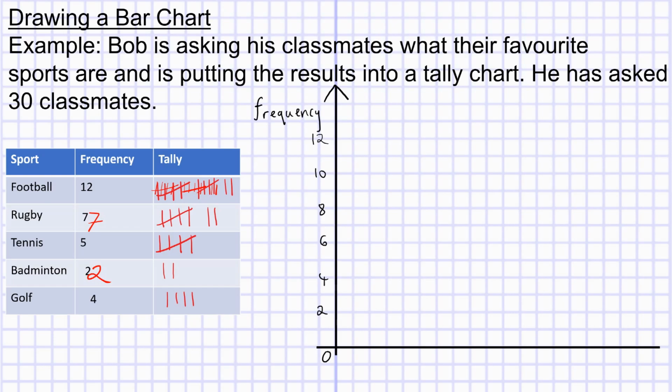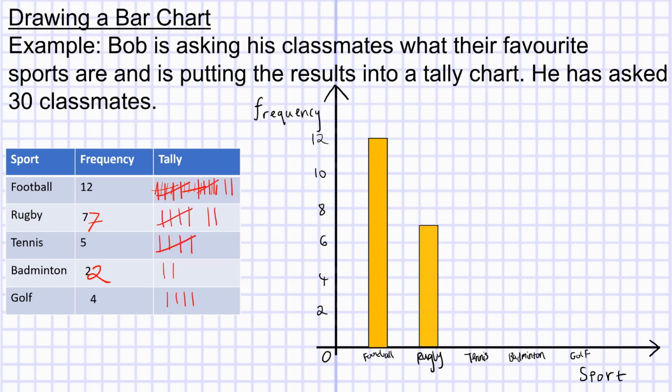Frequency always goes on the y-axis with bar charts, and on the x-axis we've got the sports. So again, making sure that we've labelled our axes. I'm going to make sure that all of my bars are equally spaced, so I'm leaving a gap of 2 between them. That's up to me, and then I'm going to draw my bars. So again, they're all equally spaced, and I've used the same colour, and this represents my data. Notice that on the y-axis I have an even scale. I'm going up in 2s, and there's no erratic jumps or anything like that.